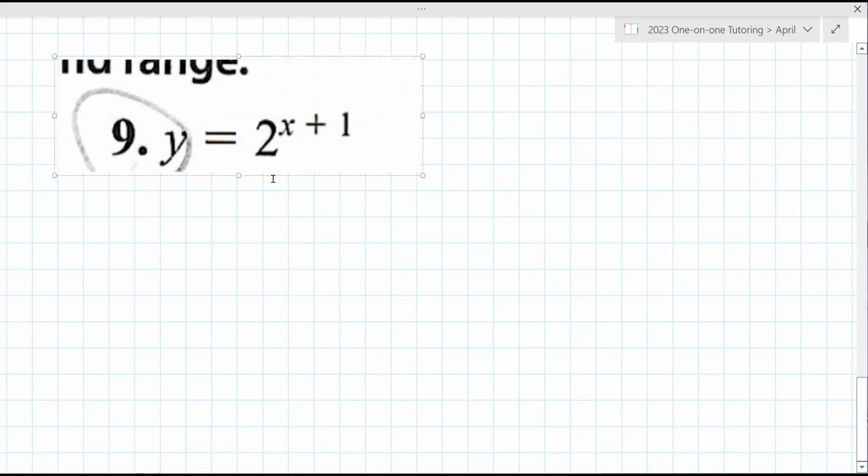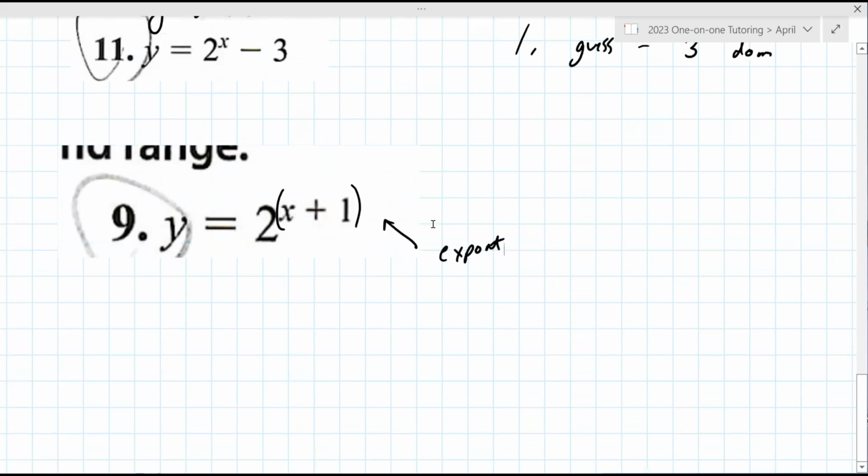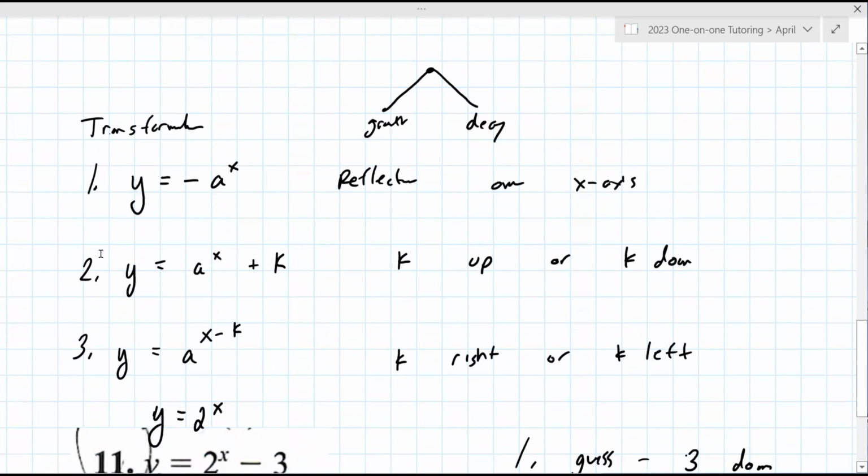All right, so your next problem on your page is number 9. I put the tab on the wrong page, Tristan. There's a blue tab on the next number page. Okay, so notice this time the x plus 1 is in the exponent. So does this look like 1, 2, or 3 now?